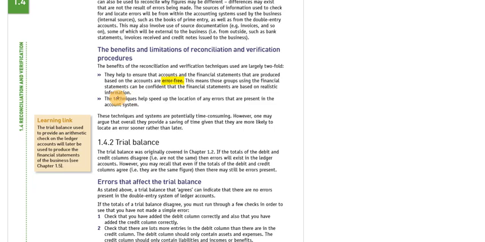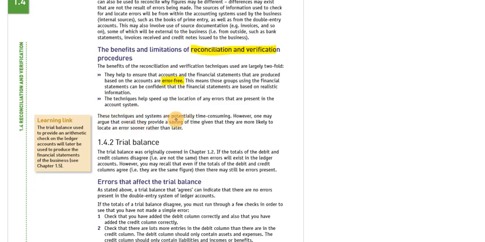The second benefit of reconciliation and verification is this: the technique helps speed up the location of any errors that are present in the accounting system. If we reconcile and verify the accounting ledgers and we trace any error, it will be very easy for us to correct that error in our ledgers. So our ledgers at the end of the accounting period will be free from all errors.